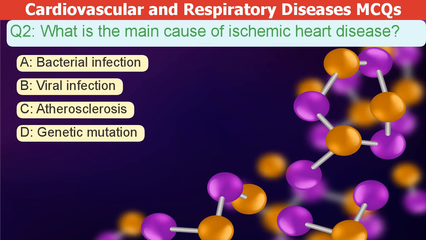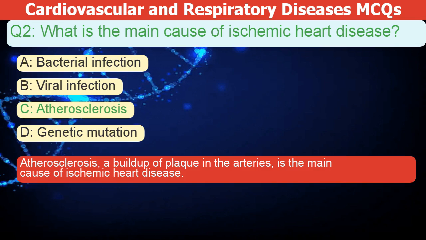What is the main cause of ischemic heart disease? A. Bacterial infection. B. Viral infection. C. Atherosclerosis. D. Genetic mutation. The correct answer is C. Atherosclerosis, a buildup of plaque in the arteries, is the main cause of ischemic heart disease.